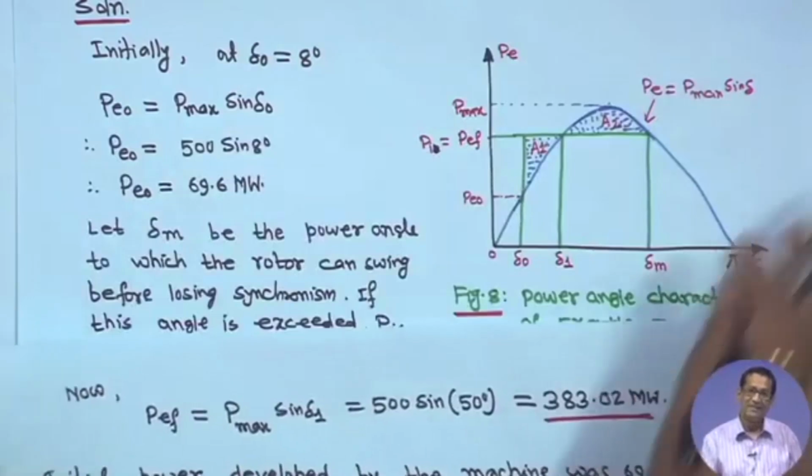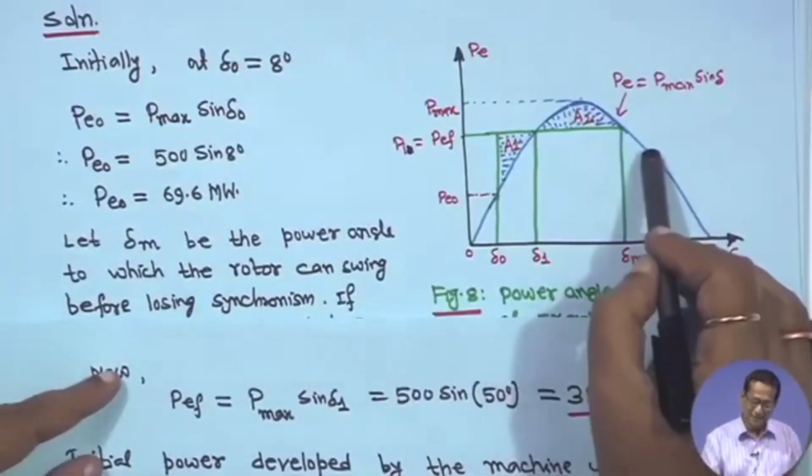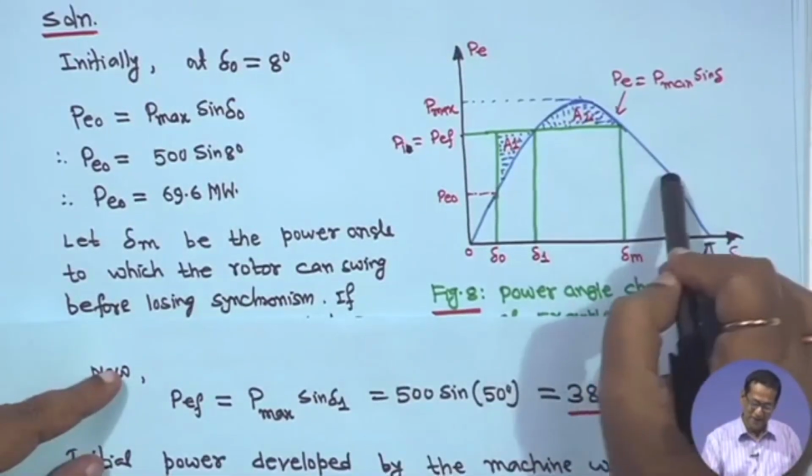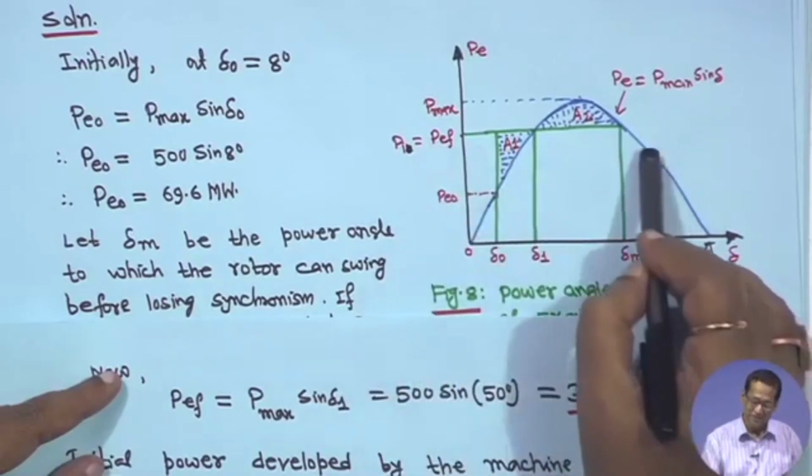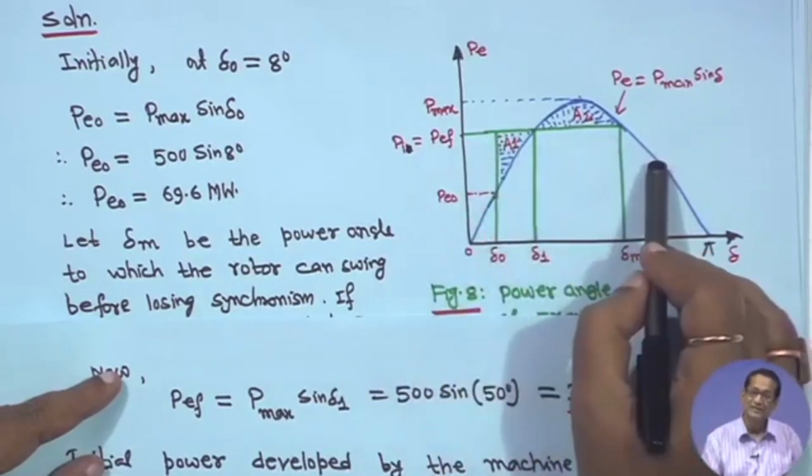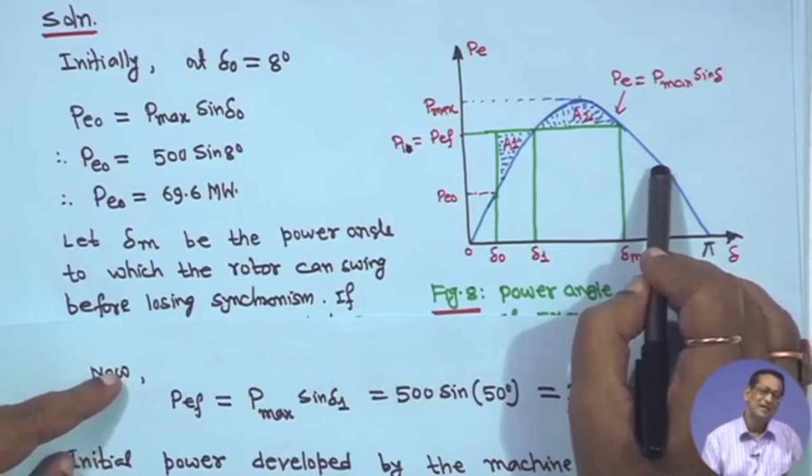Once again, before closing this lecture, it cannot be more than your delta m, because then P I will become greater than P at any point you take, and the machine will start accelerating and it will lose synchronism.